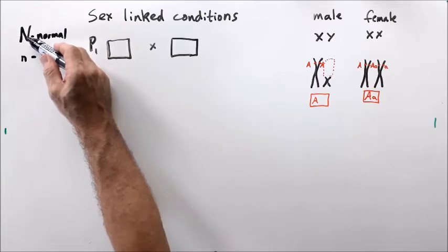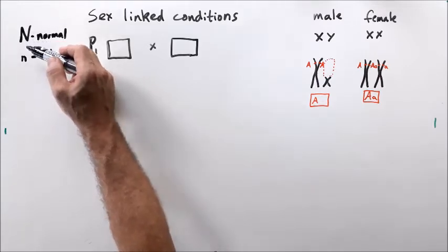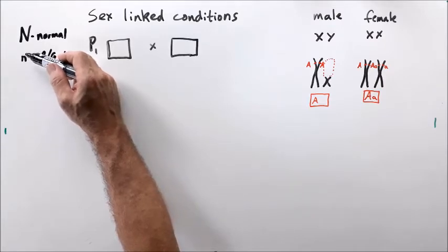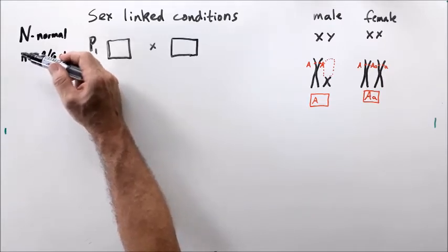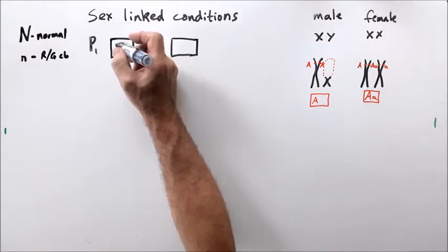Now, it's very handy to use N here. Don't get sucked into using C for color. I always just say the normal condition, give it a capital N. And that means whatever the recessive is, it's going to be a lowercase n, which is fantastic because the n's look different. Now, in this situation, let's take a look at the male.